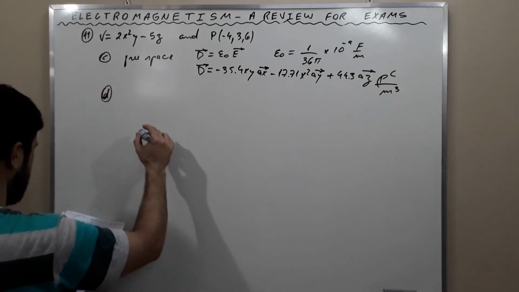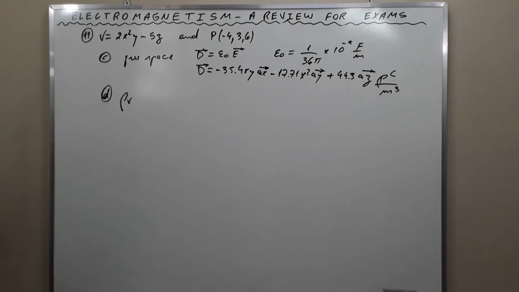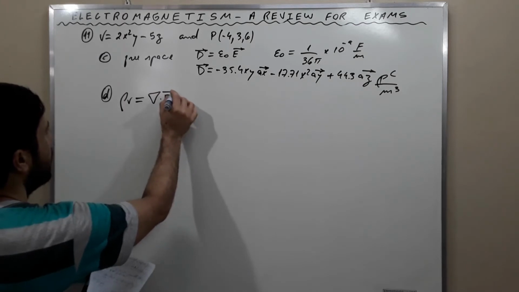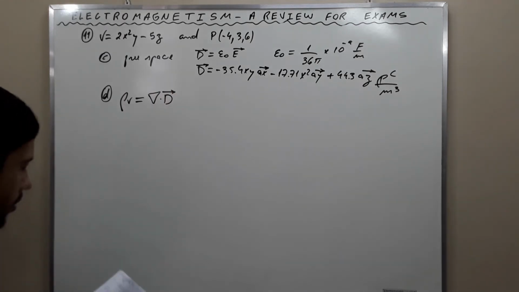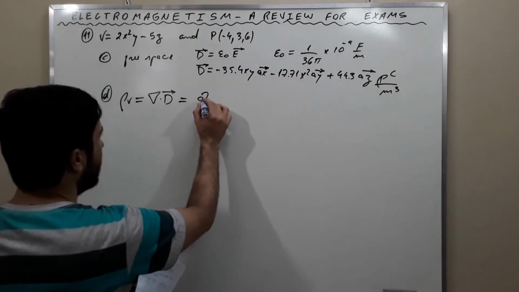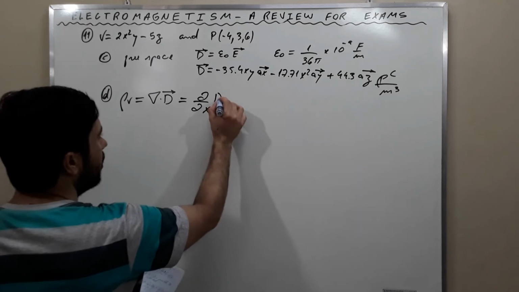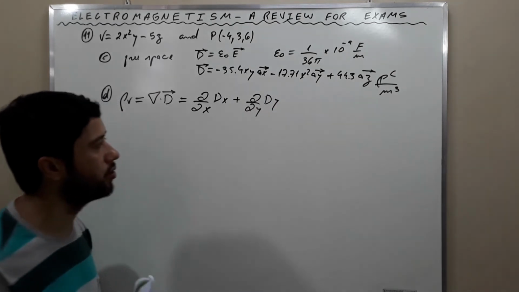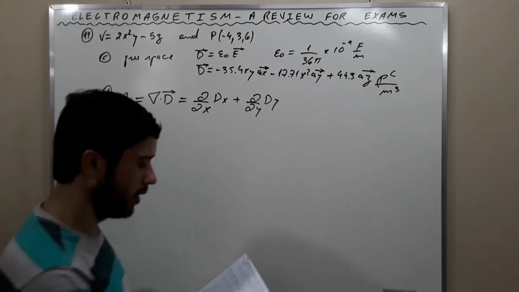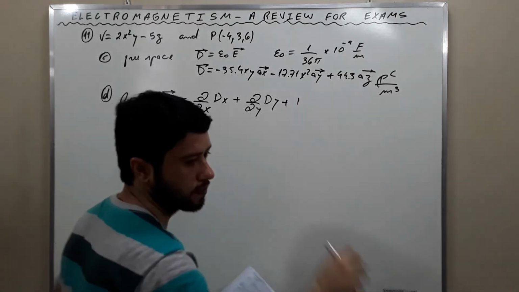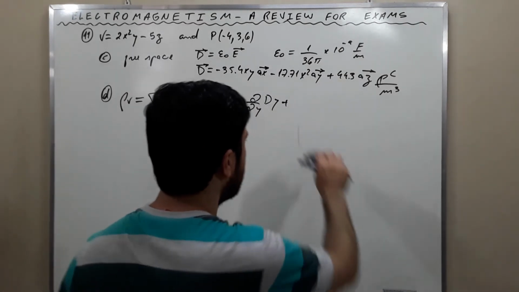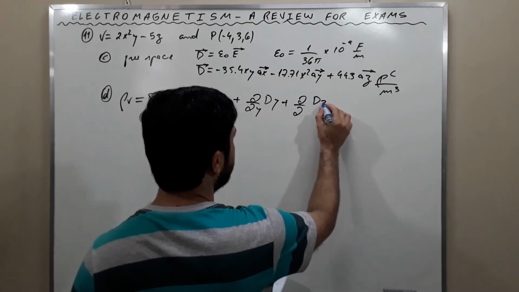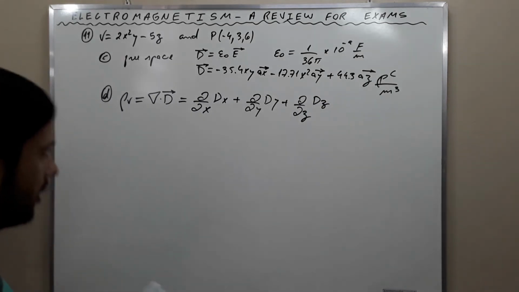Letter D. The volume density of charge is equal to the divergence of D, which is going to be the partial derivative of Dx with respect to x, plus the partial derivative of Dy with respect to y, plus the partial derivative of Dz with respect to z.